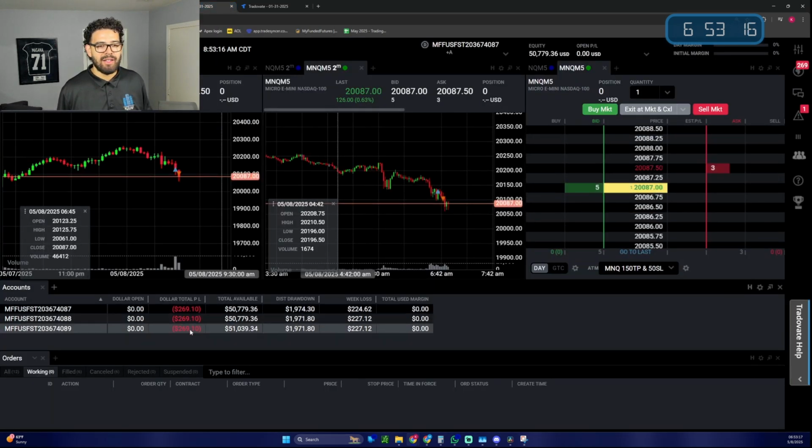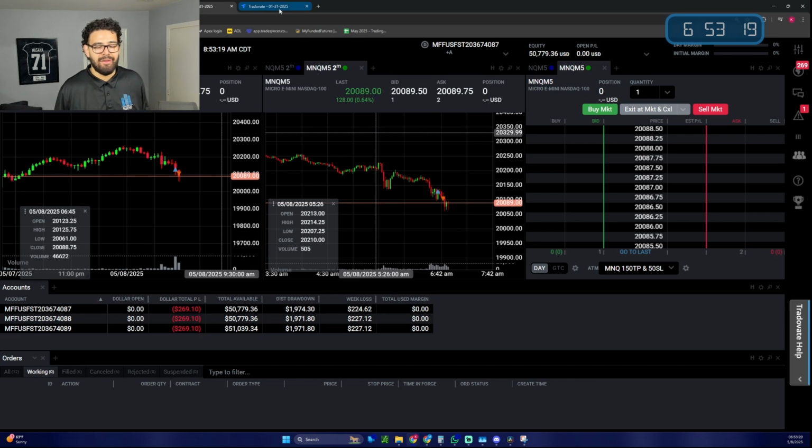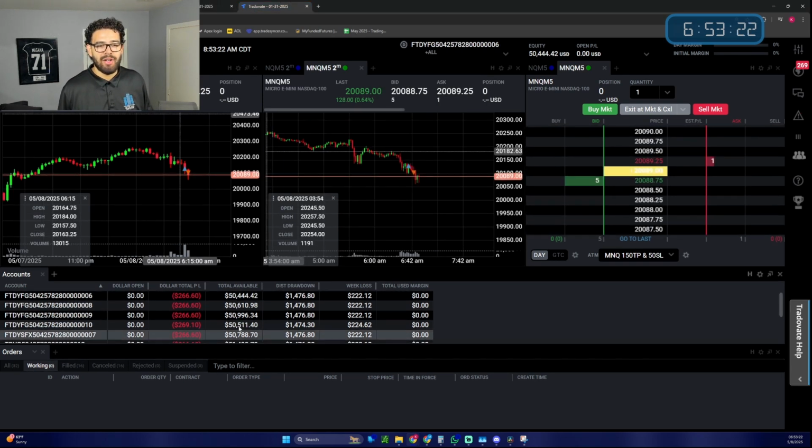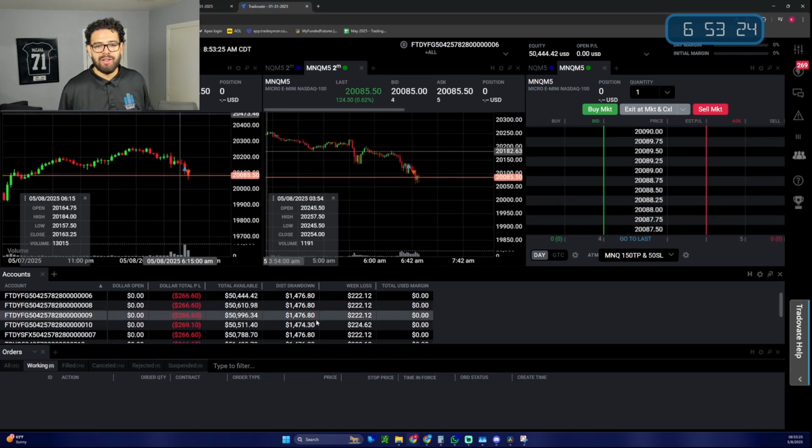My Funded Futures, here you guys can see -270 bucks. I guess slippage got more in it there. Tradeify accounts also $265 in the red.